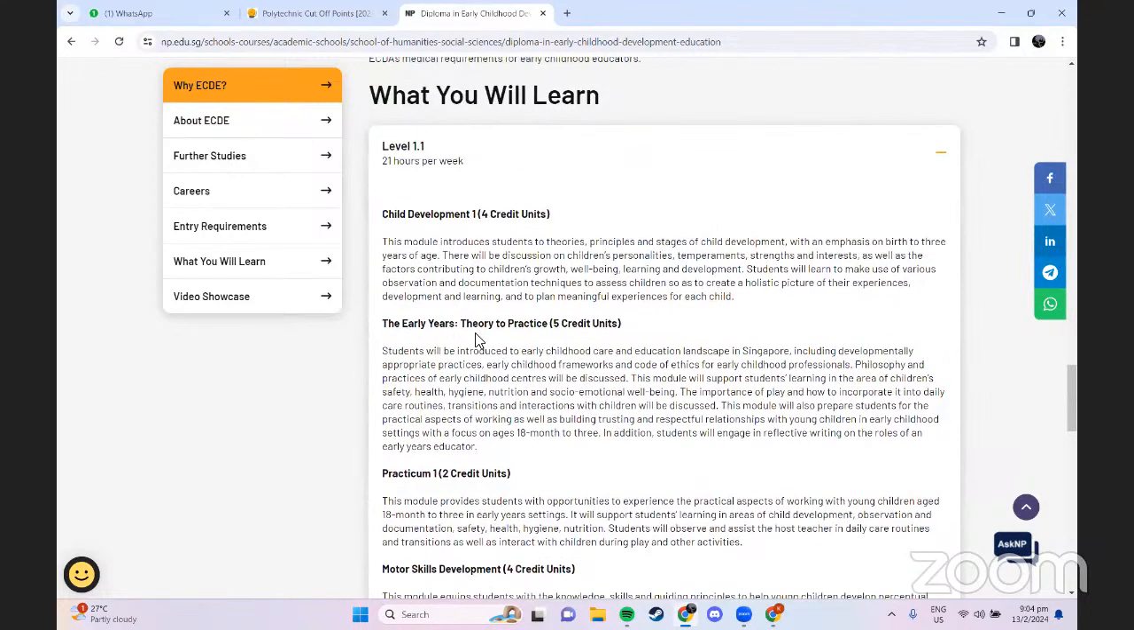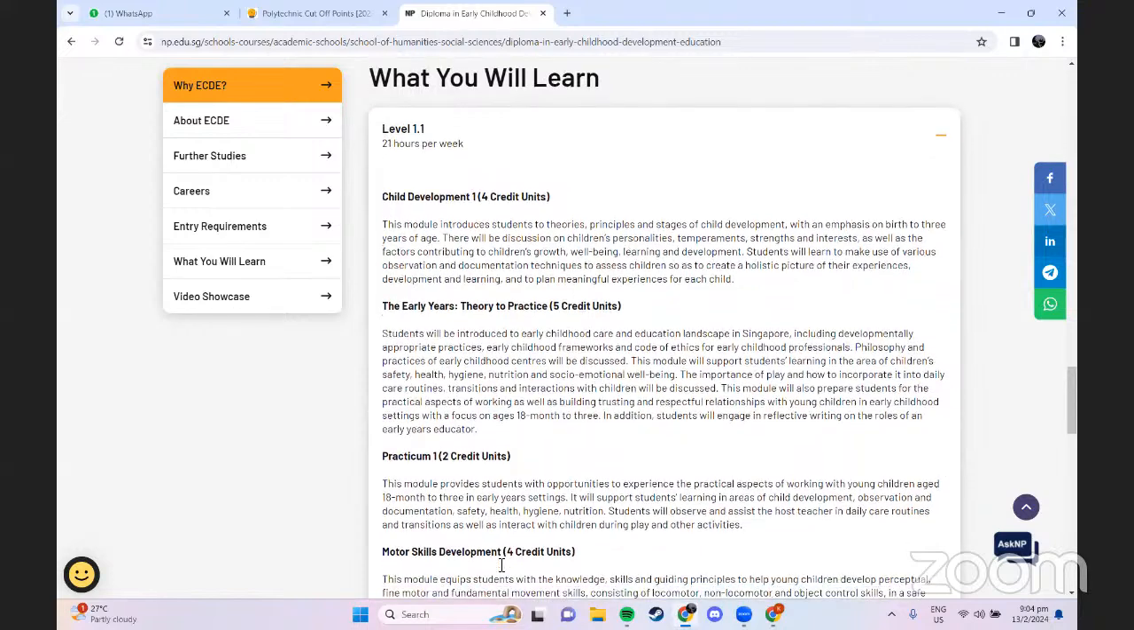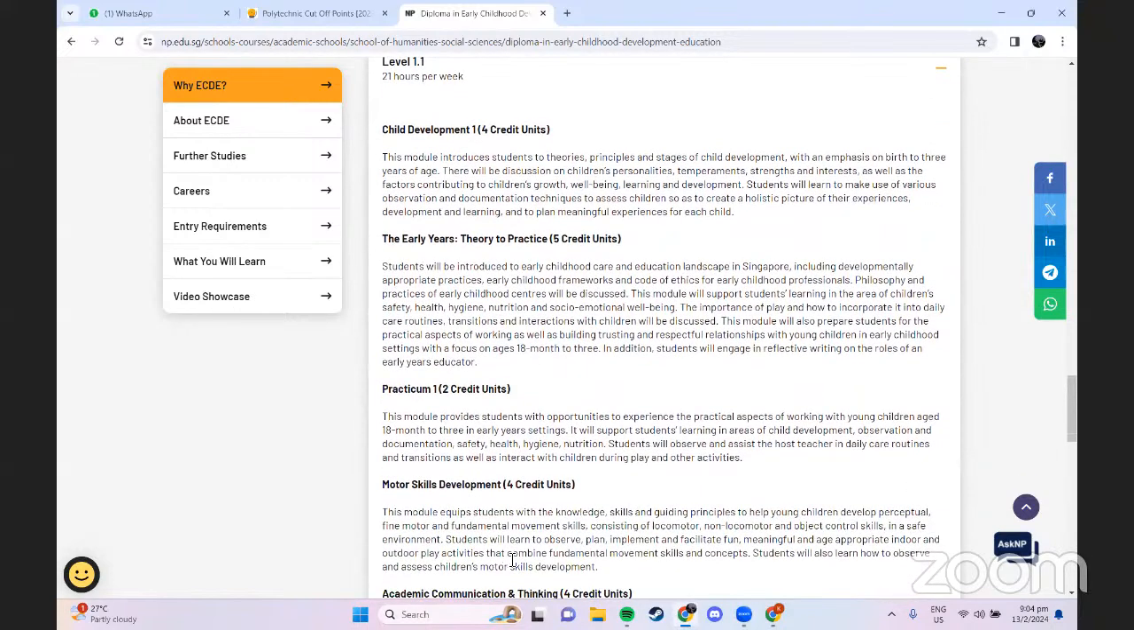Look at that. For example, child development is a topic with 4 credits. 4 credits is usually a very big subject. You have practicum immediately, which is nice, right? What's practicum? Read. Students will observe and assist.